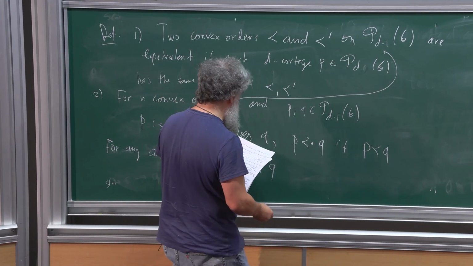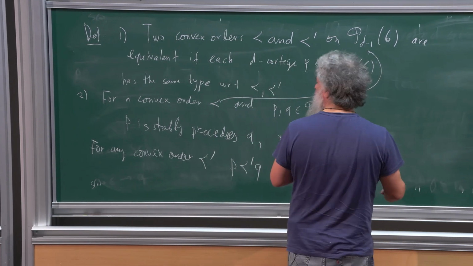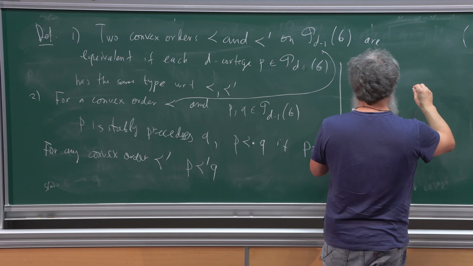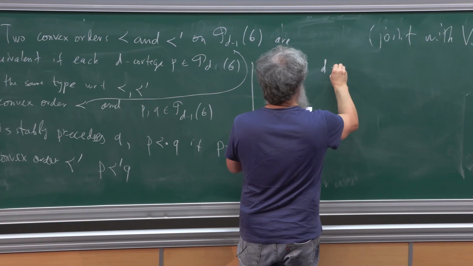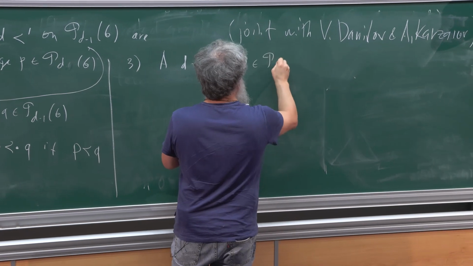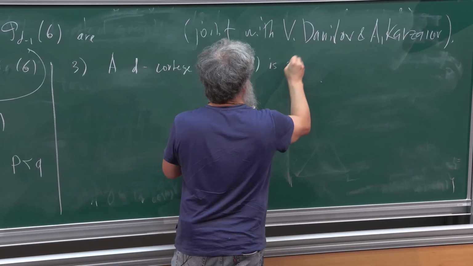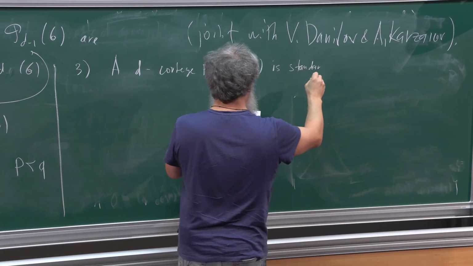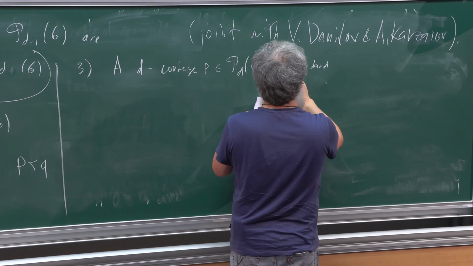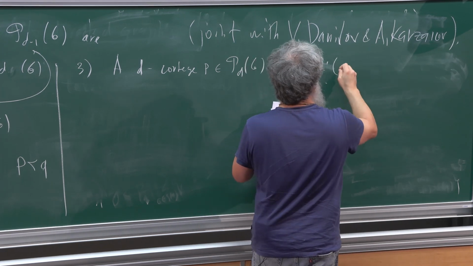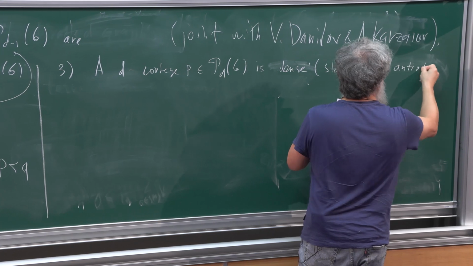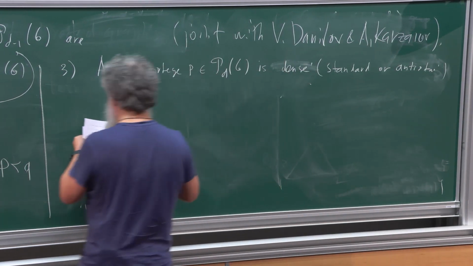And a d-Cartège P in PD is dense, and it is of standard or anti-standard type. So if it is standard, then we have the corresponding sequence.